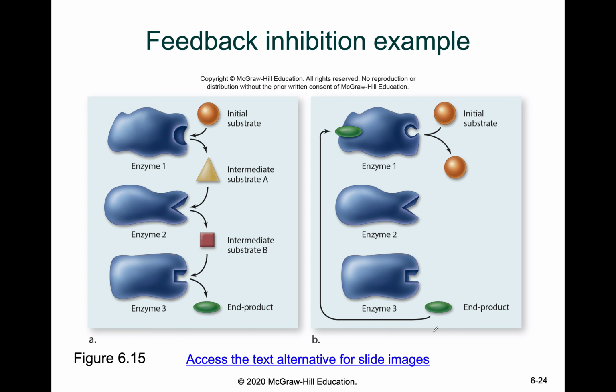So let's look at an example. Same structure here. We have the initial substrate, which goes to enzyme 1. The intermediate substrate goes to enzyme 2. The intermediate substrate B goes to enzyme 3. When we generate the end product now, that end product goes to enzyme 1, which changes the binding site, or the active site, and it no longer can accommodate the initial substrate. And so now you turn off the entire pathway.